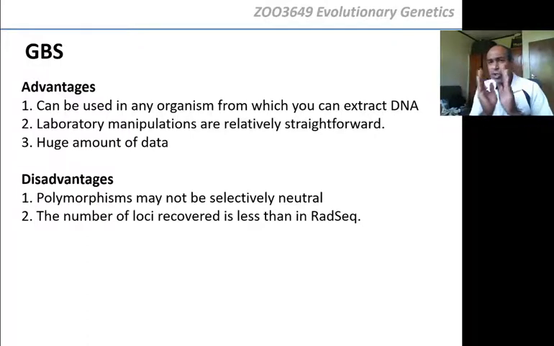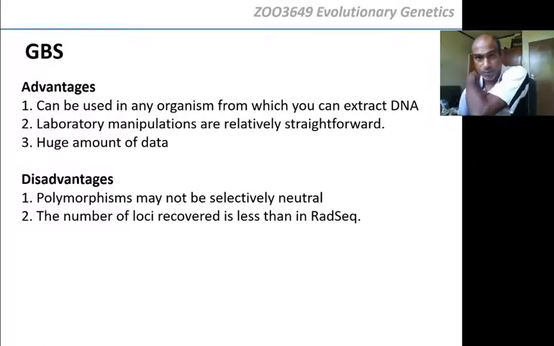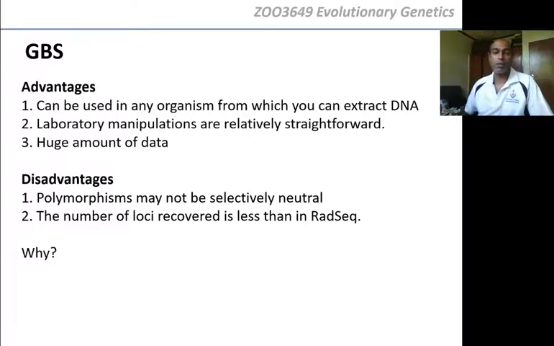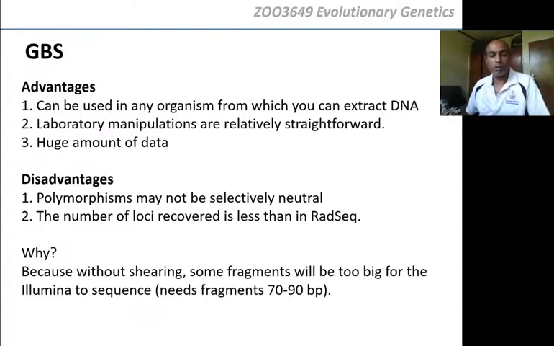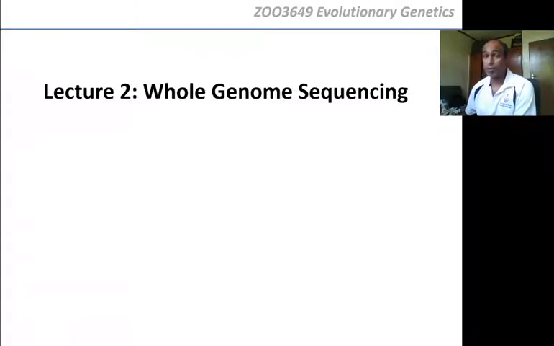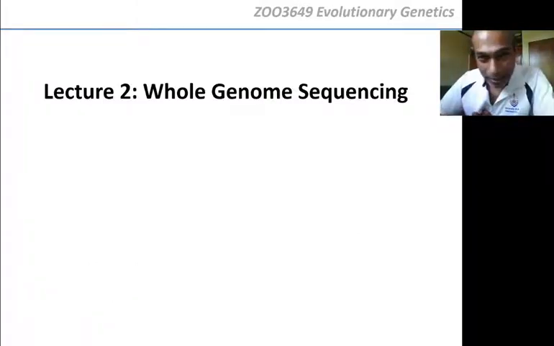So if you did not shear, and you just put the second adapter, that means there will be some small pieces which will be sequenced, but there will also be some big pieces which will not be sequenced. And so that's why you end up getting more sequence from RAD-seq, because you did that shearing step. And that's what I've just explained here. Without shearing, some fragments will be too big for the Illumina to sequence. It needs fragments in this size here. So the shearing step in RAD-seq is very important. I will be asking you about the difference between GBS and RAD-seq. You guys better know it. I will see you in the next lecture.